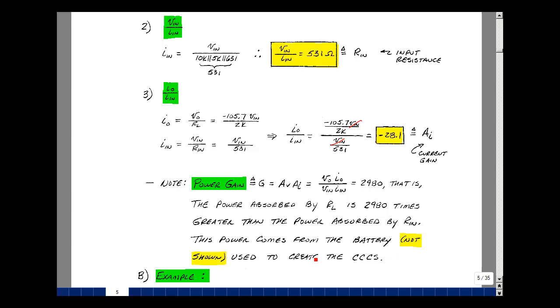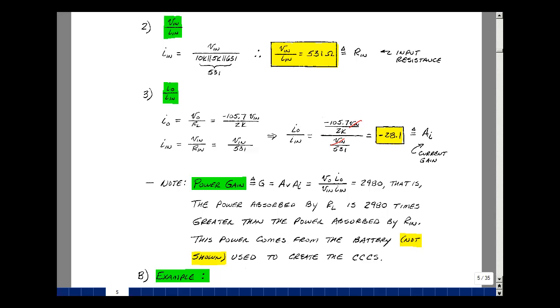Well, the controlled sources are created by using power supplies or batteries. We don't show them in the equivalent circuit here, but we'll learn about this in other courses. There is no free gain here. We're just simply taking the power from a battery, which is a DC source, and pulling current out of it in an AC fashion, using that to create an overall power gain. But when you add up all the power, it does sum to zero.